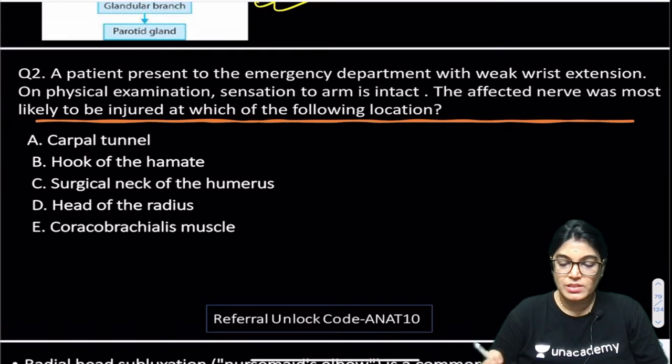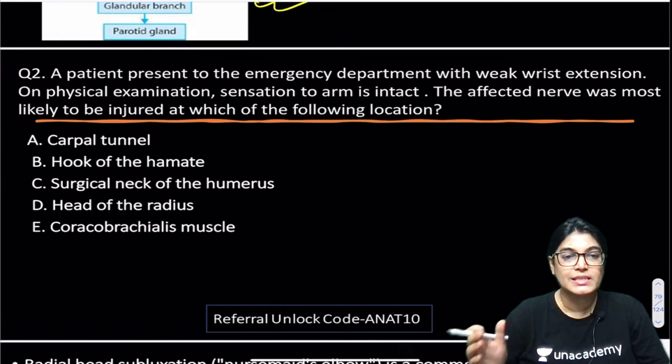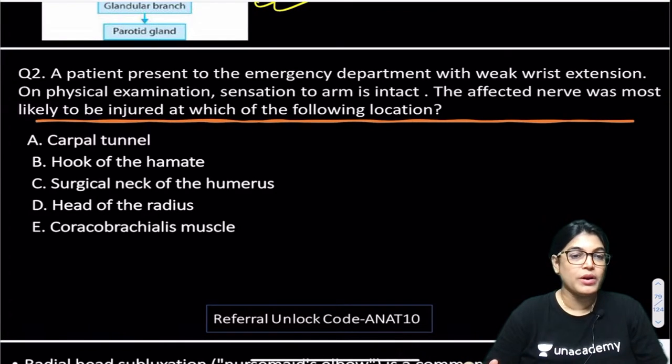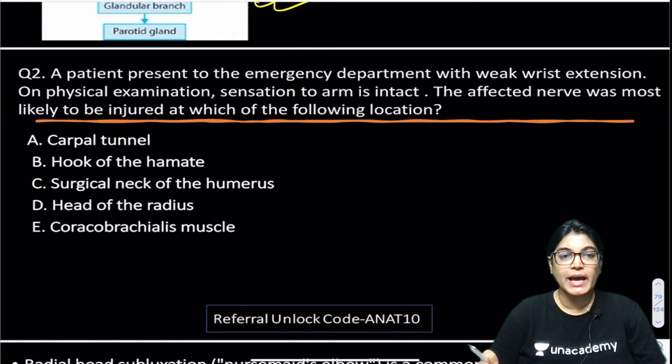Patient presents to the emergency department with weak wrist extension, sensations are intact, and you have to give the right answer, whether it is A, B, C, D or E. Five options are there. So yes, take your time. It's a clinical and anatomy based MCQ.